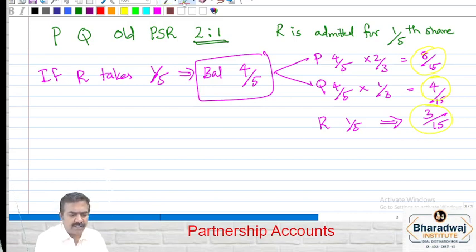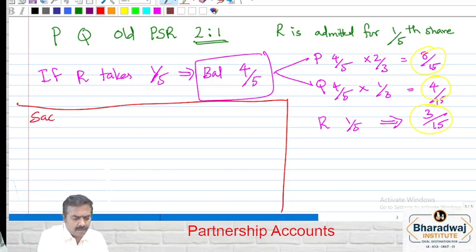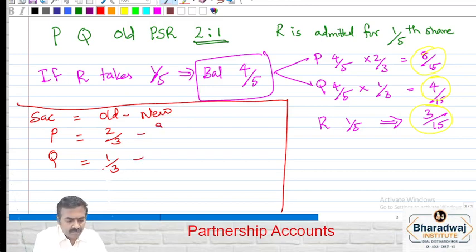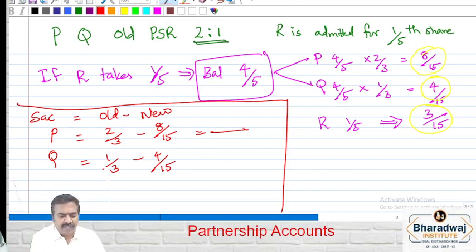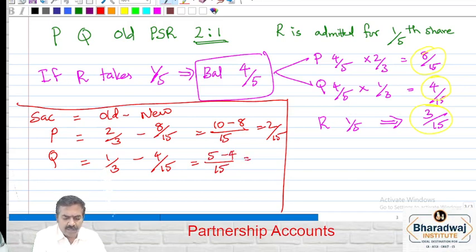Wait. How to work out the sacrificing ratio? Old ratio minus new ratio will give us the sacrificing ratio. For P and Q, what is the old ratio? 2 by 3, 1 by 3. Minus, what is the new ratio? 8 by 15, 4 by 15. If you take the LCM, it is 5 times. So it will be 5 into 2, 10. 10 minus 8, how much? 2 by 15. This also, with LCM 15, 5 minus 4, it will be 1 by 15. So look at the sacrifice.